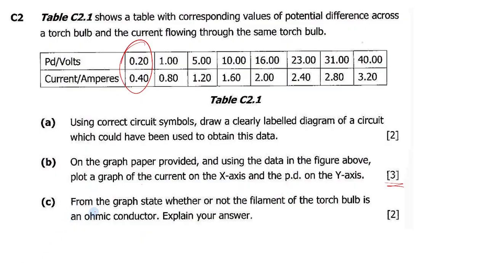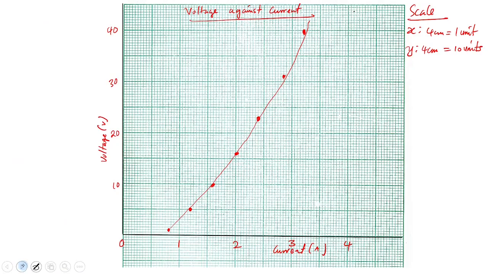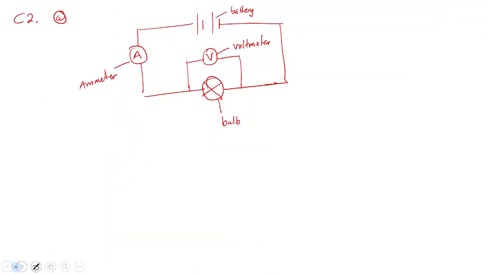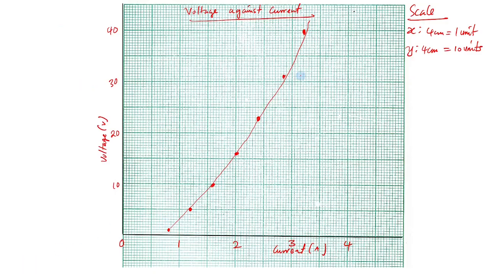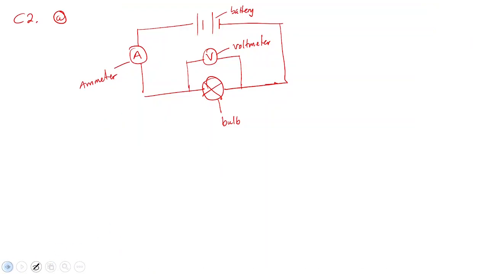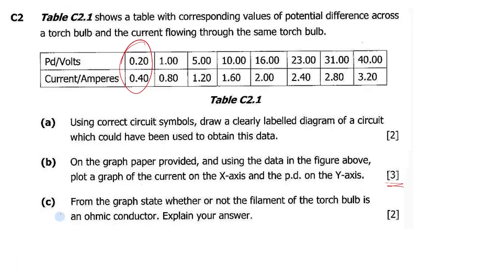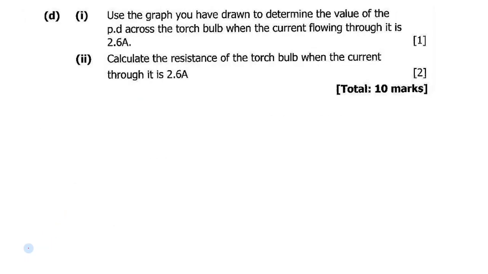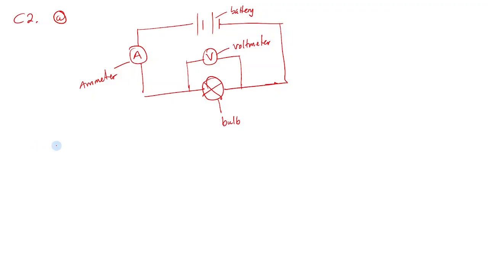Here they're saying from the graph, state whether or not the filament of the torch bulb is an ohmic conductor. So this is C. So this graph is not a straight line. So since it is not a straight line graph, then we are going to say it's not an ohmic conductor. So this is the C2C. So going to answer C2C.